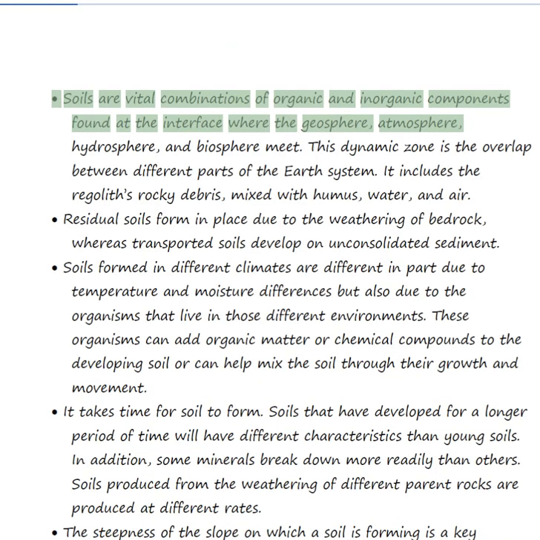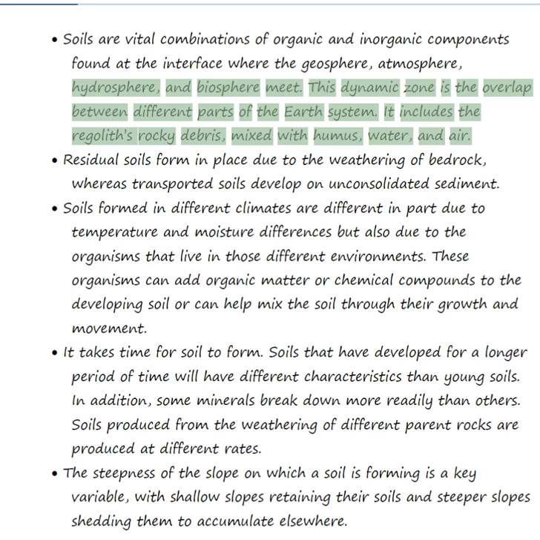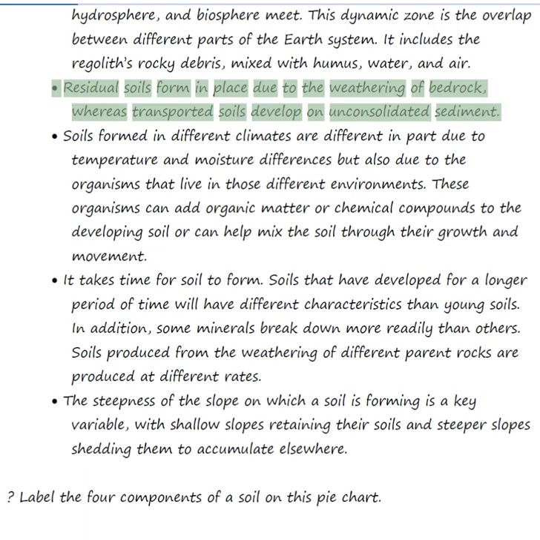Soils are vital combinations of organic and inorganic components found at the interface where the geosphere, atmosphere, hydrosphere, and biosphere meet. This dynamic zone is the overlap between different parts of the Earth system. It includes the regolith's rocky debris mixed with humus, water, and air. Residual soils form in place due to the weathering of bedrock, whereas transported soils develop on unconsolidated sediment.